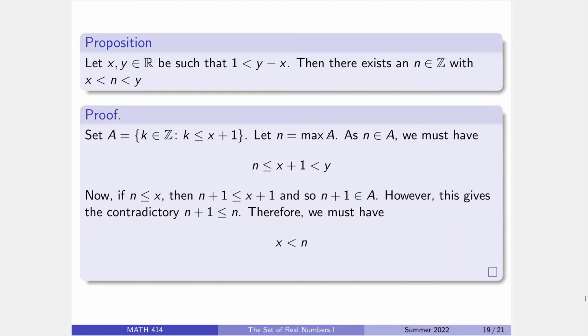Beautiful. There we go. Again, a fact that you knew about real numbers. If I told you the distance between two real numbers is bigger than 1, you go, well, there's got to be an integer in between them. And now we've got a proof of it.